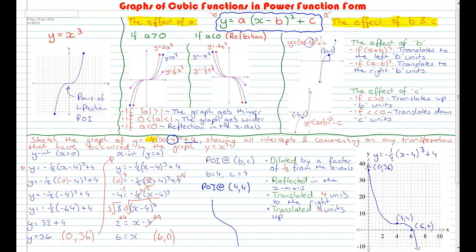In terms of translations, well, it's been translated 4 units to the right because of our b value being -4, and it's been translated 4 units up because our c value is +4. And there you go, that's how you sketch the graph of y equals -1/2 (x minus 4) cubed plus 4.